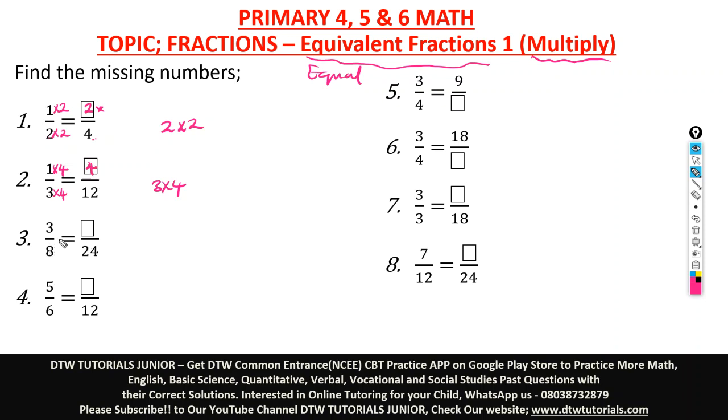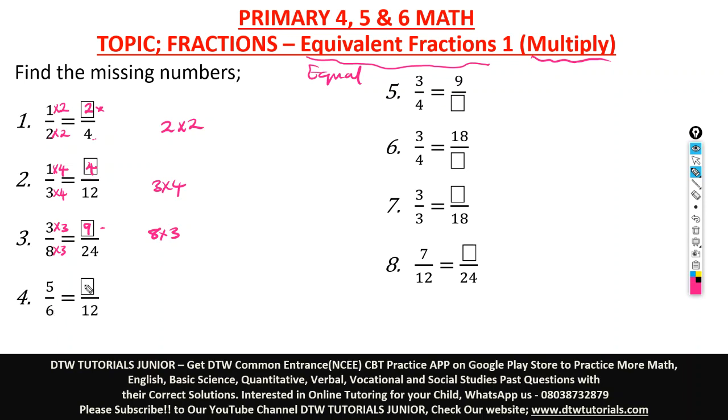Let's go to the next one. The missing is the top one. Let us go to the bottom number. We have 8, we have 24. 8 increased. 24 is bigger than 8. So we need to find in the 8 times table, what times 8 gives you 24? Do you remember? It is 8 times 3. So 8 times 3 gives you 24, and whatever you do to your bottom number, you do to your top number. So 3 times 3 gives you what? 9.